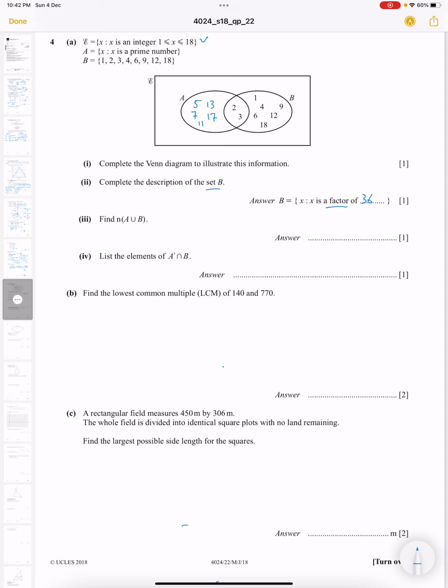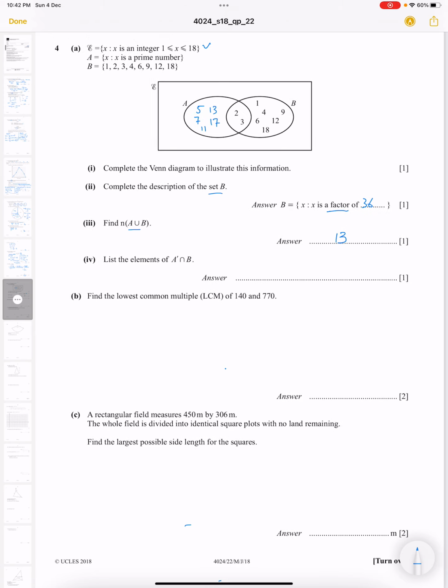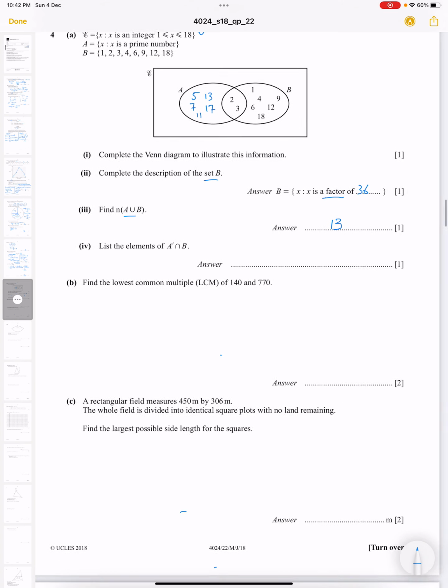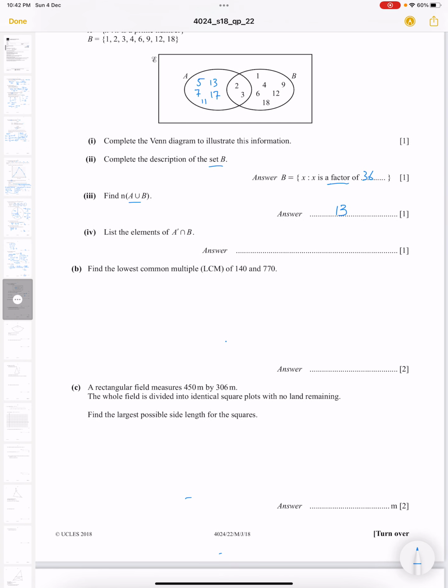Then third part, we have to find out the number of elements in A union B. So we can simply count the elements in A and B all. These are 1, 2, 3, 4, 5, 6, 7, 8, 9, 10, 11, 12, 13. So 13 elements are here. Let's write 13.